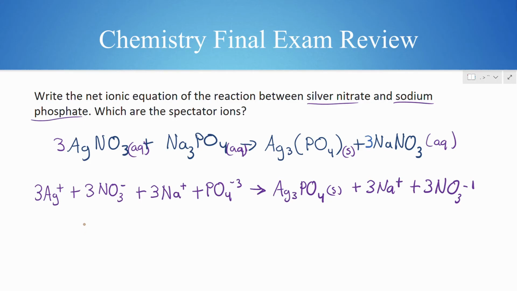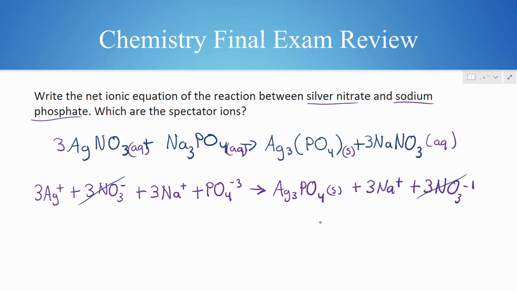So let's just go through these polyatomic ions or elements and compare them to what we have on the right side. So for this first one, we have 3Ag+. On this side, it appears as Ag3PO4 combined with another thing. So this is not going to be a spectator ion because it looks different on both sides. Going on to nitrate, we have 3NO3- on the left side and on the right side. So we know that the nitrate ion is going to be a spectator ion. We will cross that out.